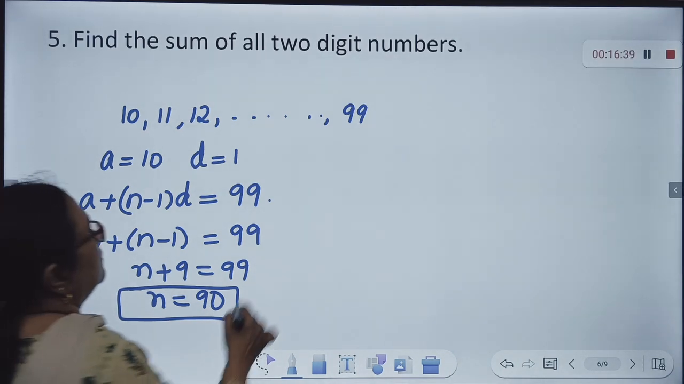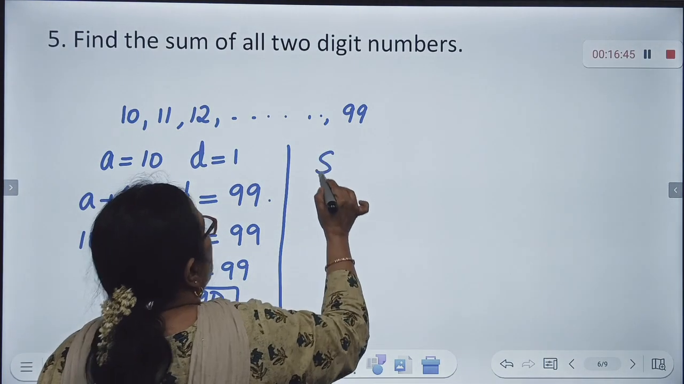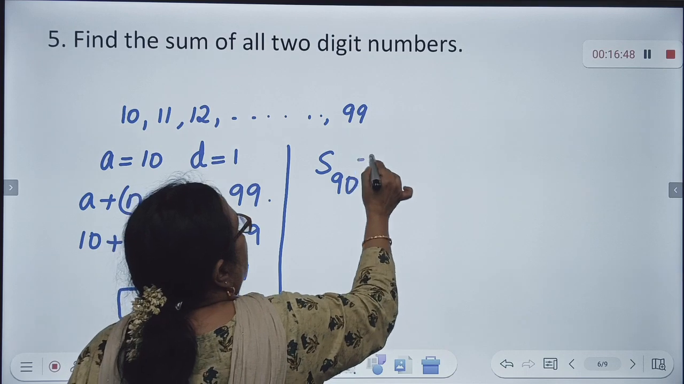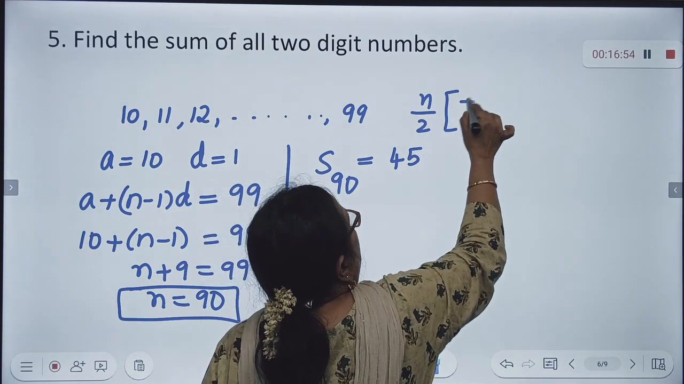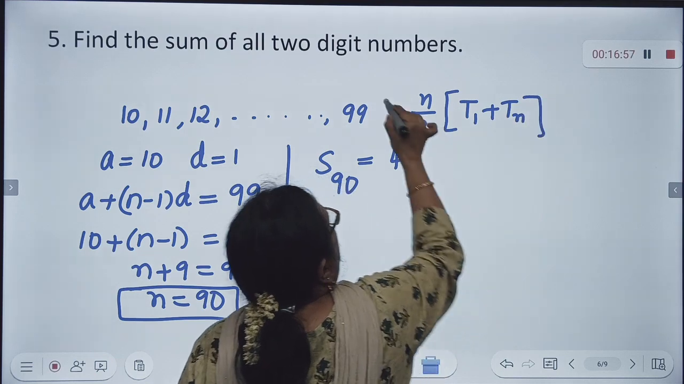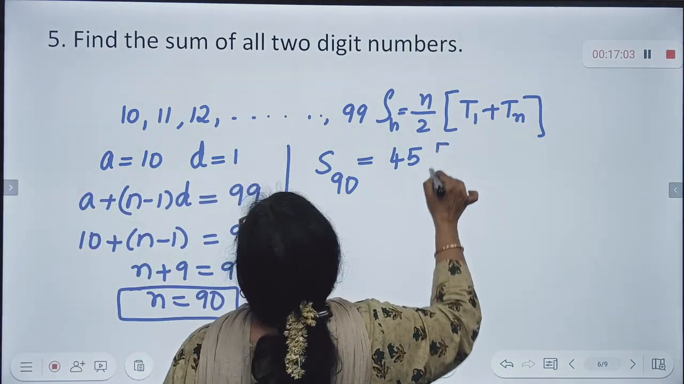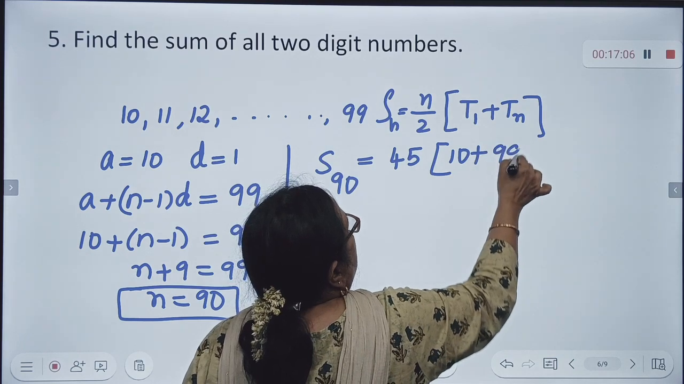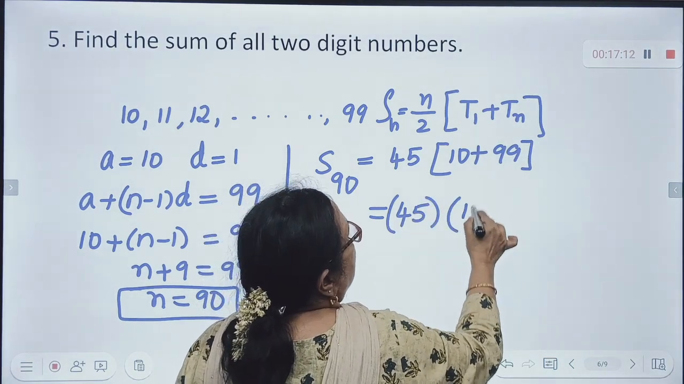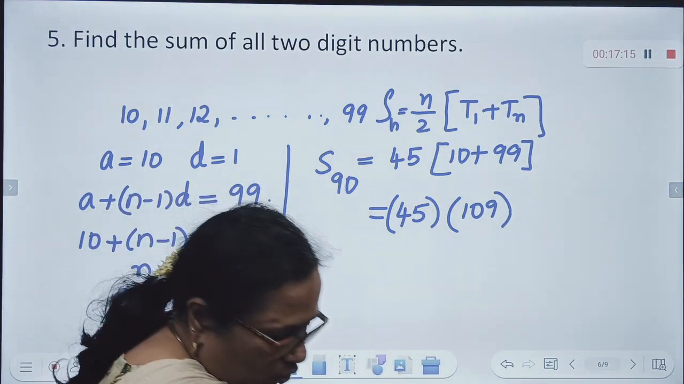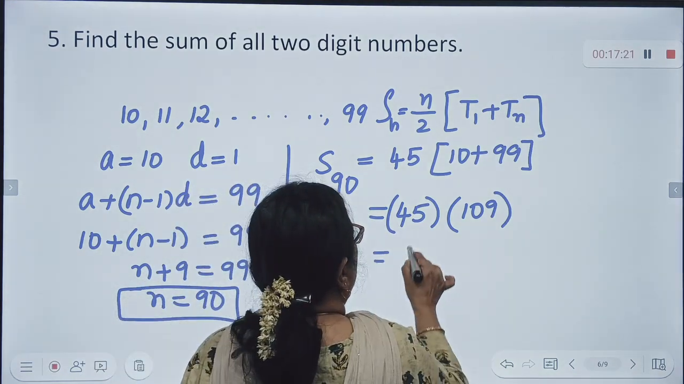What is the sum? Find the sum of all 2-digit numbers. So sum of all, S90 will be 90 by 2, which is 45. I am using the formula n by 2 into first term plus last term is Sn. So S90 is 90 by 2, 45 into 10 plus 99. This is 45 into 99 plus 10, 109. 45 into 109, I am sure you can multiply and check. It is 4905.